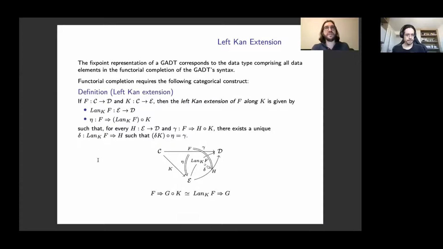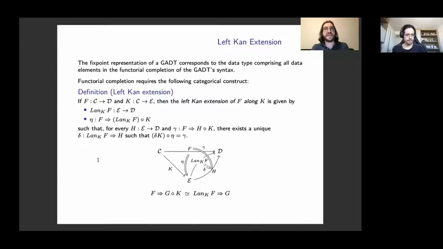Functorial completion requires the categorical notion of left Kan extension. Given two functors with the same domain, F and K in the diagram, the left Kan extension of F along K is given by the minimal choice of a functor closing the triangle and a natural transformation filling the triangle, Lan K F and eta in the diagram.